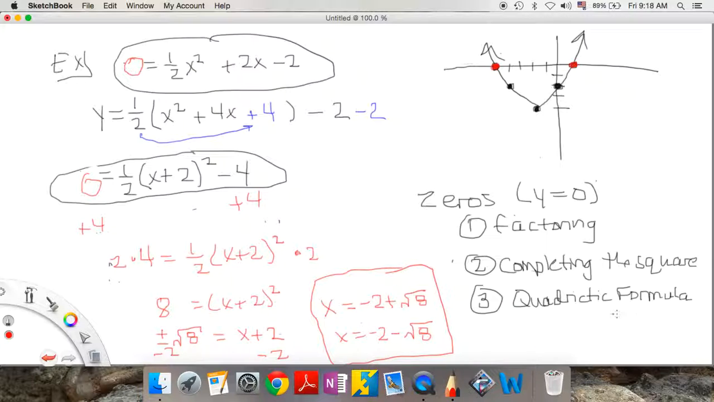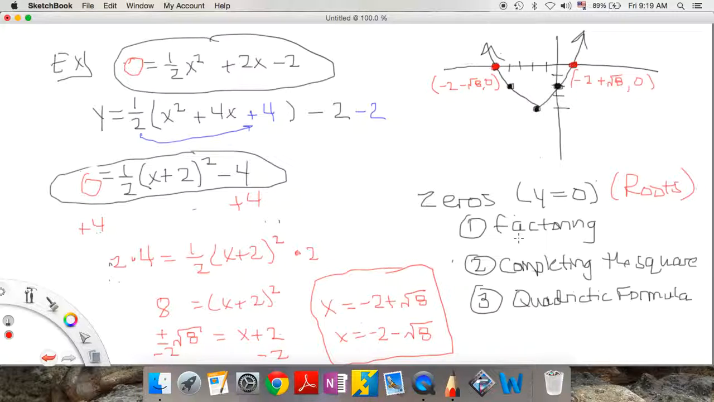You did it by completing the square, or you could have used the quadratic formula. Remember the quadratic formula? Opposite b plus or minus the square root of b squared minus 4ac, all over 2a. I'm sure you guys can come in and sing the song to me tomorrow. Make sure, though, that you know how to solve this. So then what that tells us is this point here is (-2 plus the square root of 8, 0). And this one is (-2 minus the square root of 8, 0). Those are the roots, or the zeros.